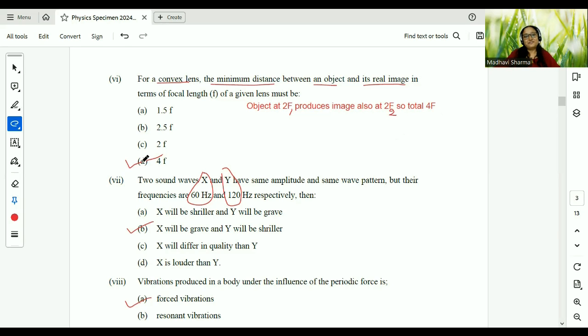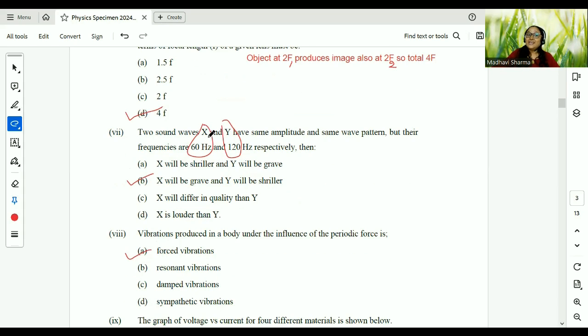So total is 4F. Two sound waves X and Y have the same amplitude and same wave pattern. Same amplitude, same loudness. Same wave pattern, same instrument. But their frequencies are 60 hertz and 120 hertz respectively. This is how I have taught my students. X is 60 hertz, Y is 120 hertz. Definitely Y is shriller and X is grave. Hoarse, and this is bass and this is treble.